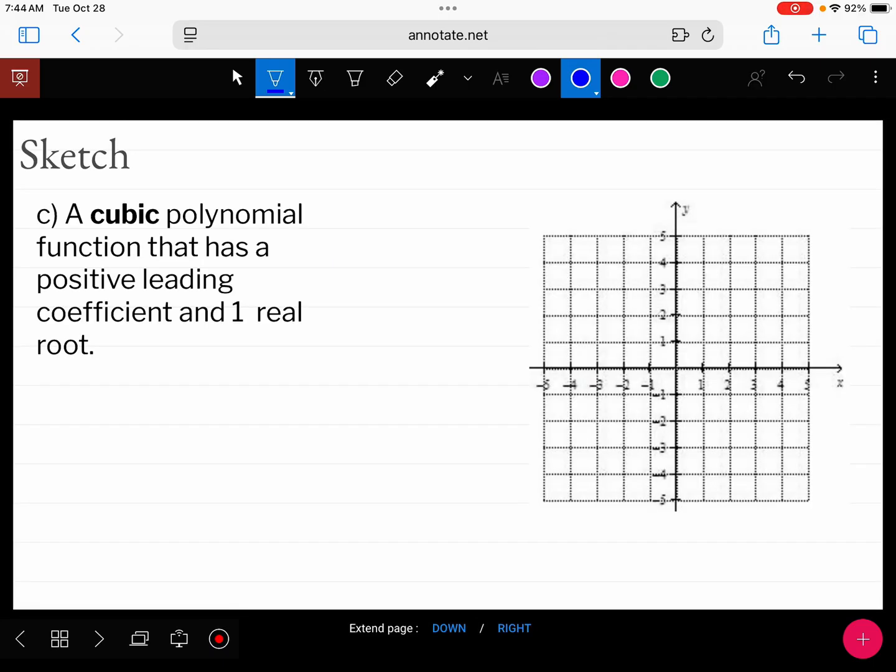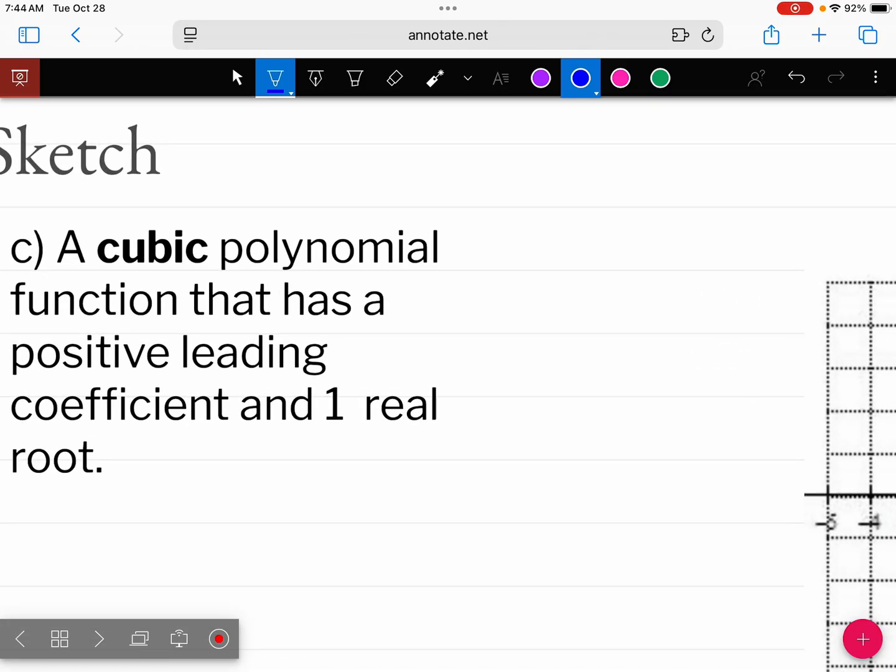One more of these kind of sketches. So we've got a cubic polynomial with a positive leading coefficient and one real root.